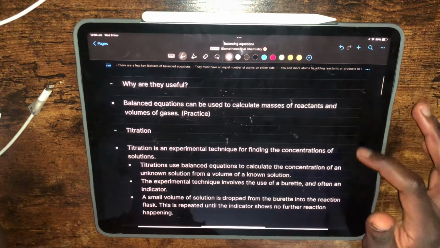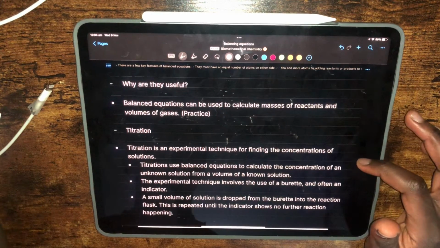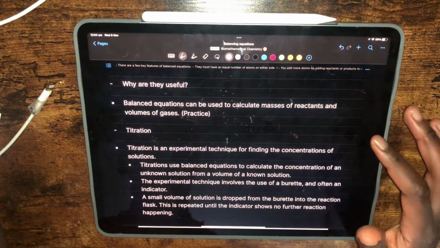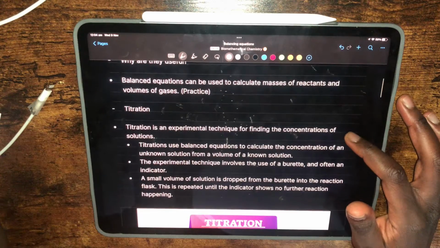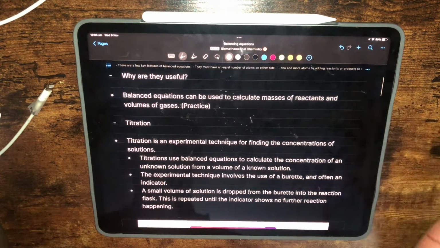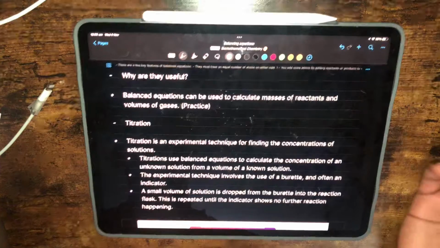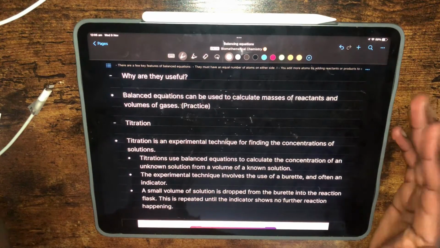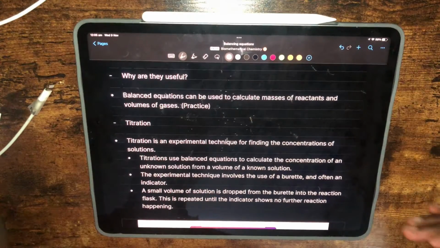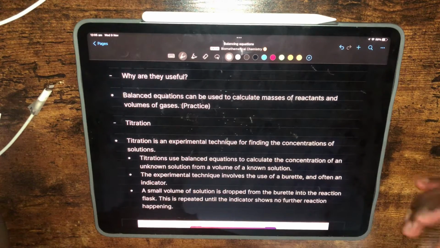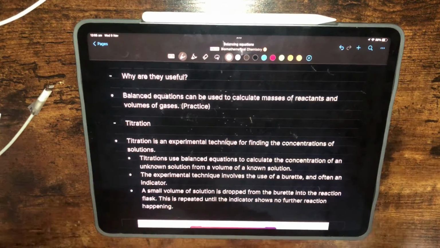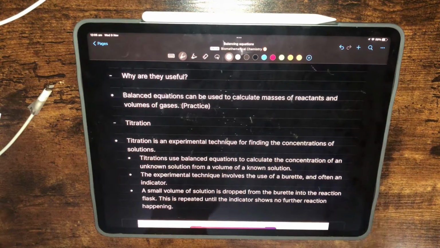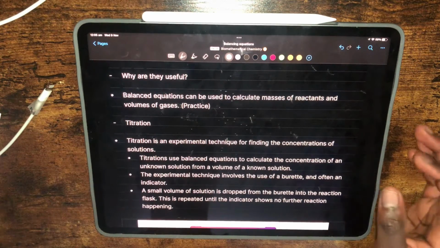Why are they useful? Balanced equations can be used to calculate masses of reactants and volumes of gases. You're going to need to practice to answer these questions. So this is what happens in questions. You need to do a lot of practice exam questions or past paper questions, because it's not really about learning it. It's just about seeing it and doing it. When you do past paper questions, most of the time if you have a reaction, you need to balance the equation anyway, or at least check that it's balanced.